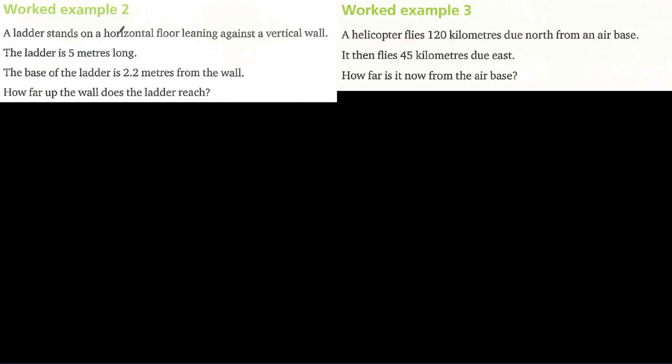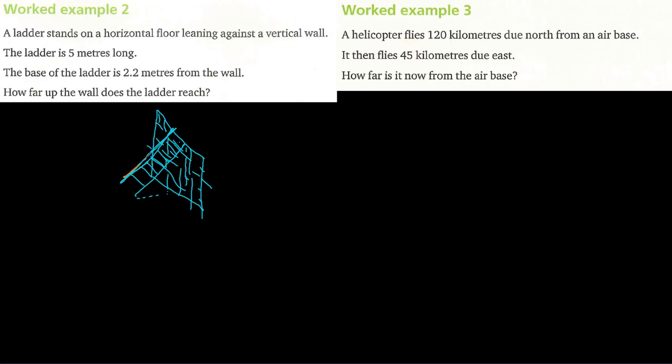A ladder stands on a horizontal floor leaning against the vertical wall. So there is a wall here, and leaning on that there is a ladder, like this. I couldn't draw well, but I mean that one. The ladder is 5 meters long.